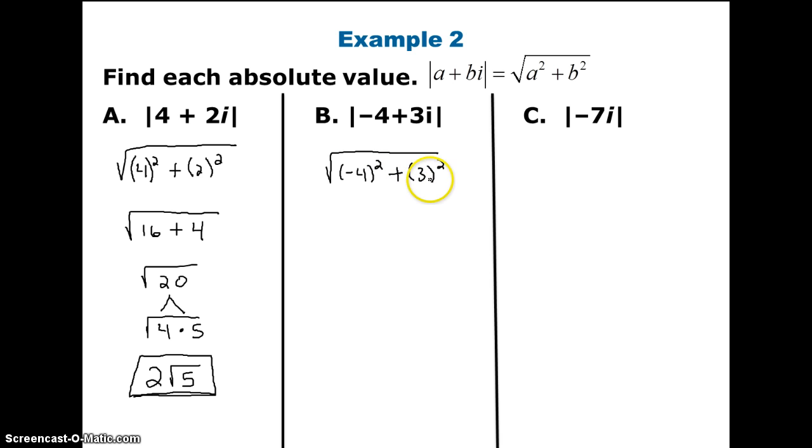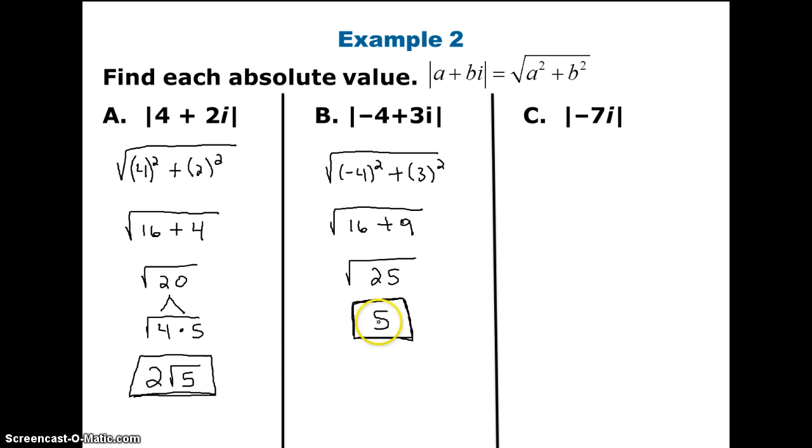Square it, no I, once again. You don't use the I. So you have 16, -4 squared is 16, plus 9. 3 squared is 9. Add the numbers. So that's 25, and 25 is a perfect square number. We know the square root of 25 is 5. So here's the answer.